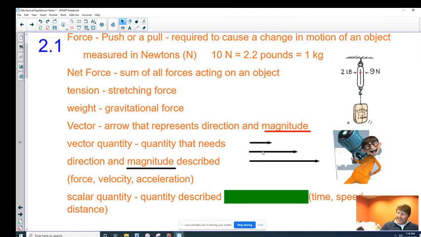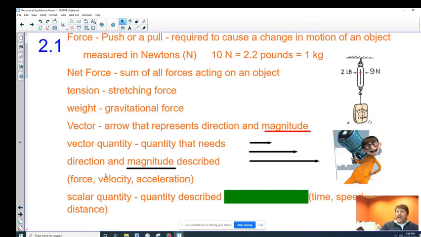So when I'm looking at these three vectors, the direction is all the same. The magnitude is quite different. So this is the least magnitude, and this is the greatest magnitude. Examples of vector quantities: force, velocity, acceleration.